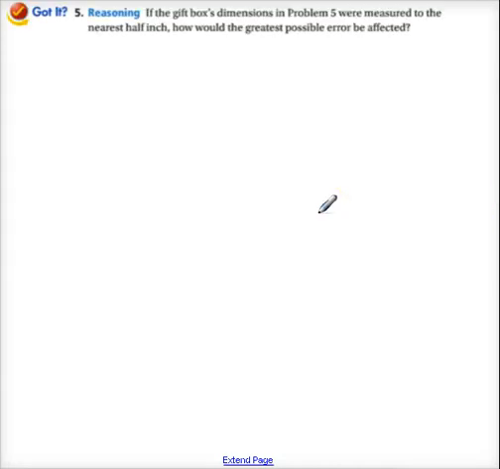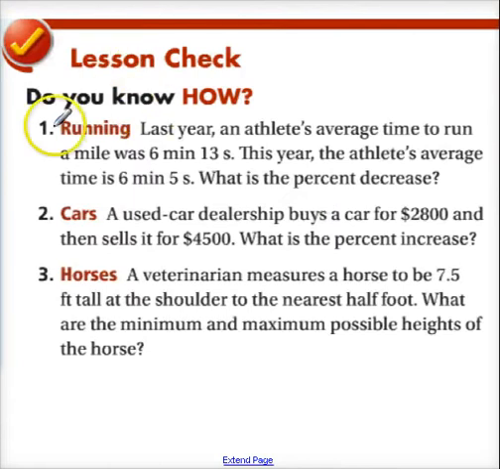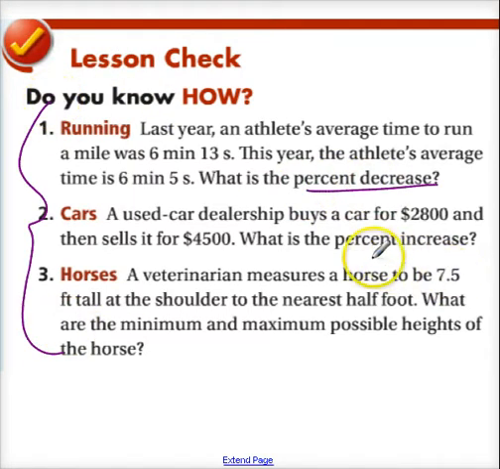Hopefully you took some good notes on those examples. I'm going to have you attempt problems 1 through 3. Number 1 is a percent decrease, 2 is a percent increase, and in 3 you're just finding those minimum and maximum lengths.